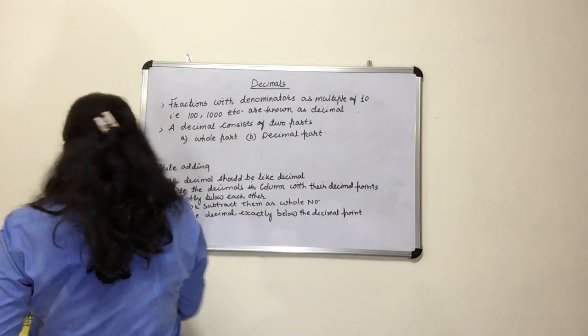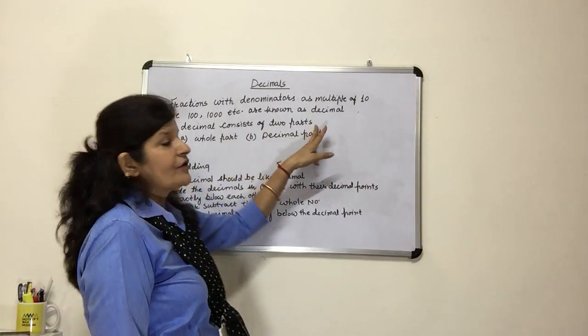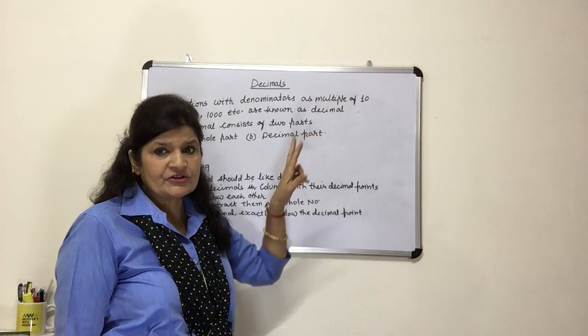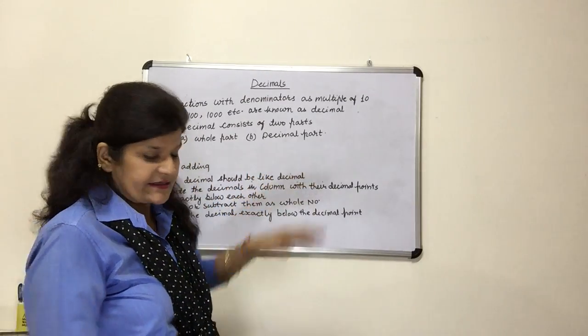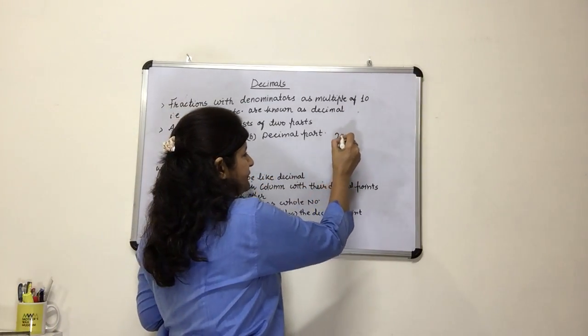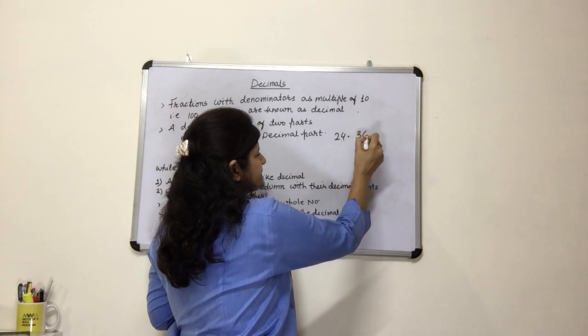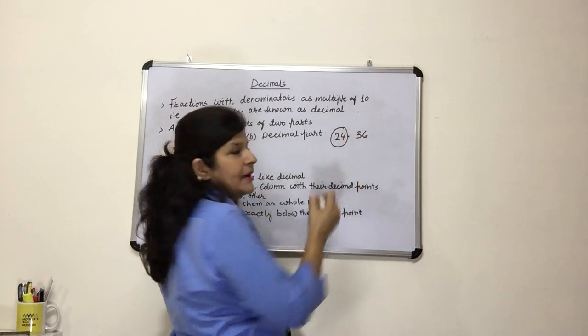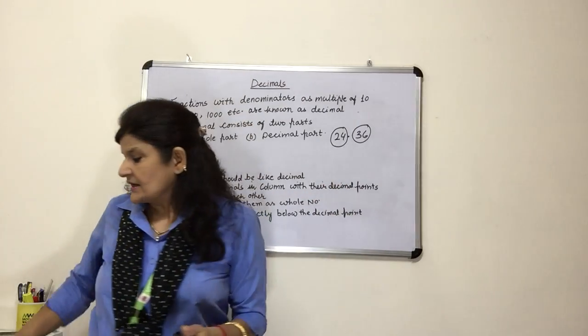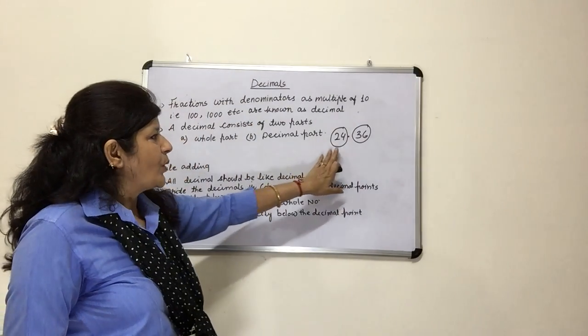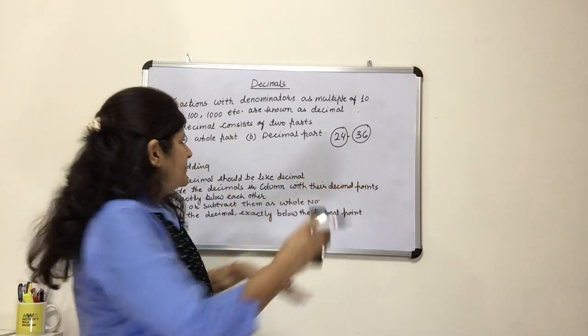Now see, a decimal consists of two parts. One is the whole part and the other is the decimal part. Suppose I am writing 24.36. This is called the whole part and this is called the decimal part. So a decimal consists of two parts, the whole part and the decimal part.